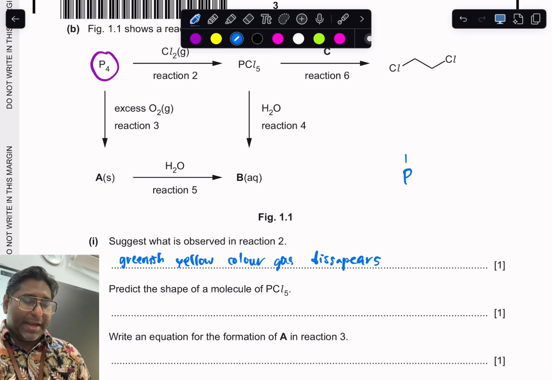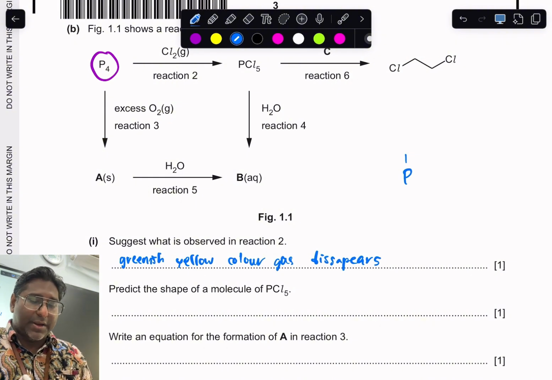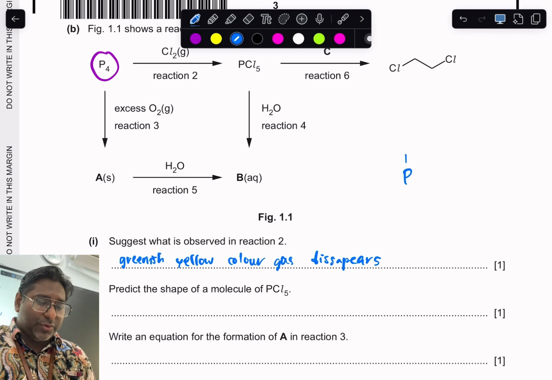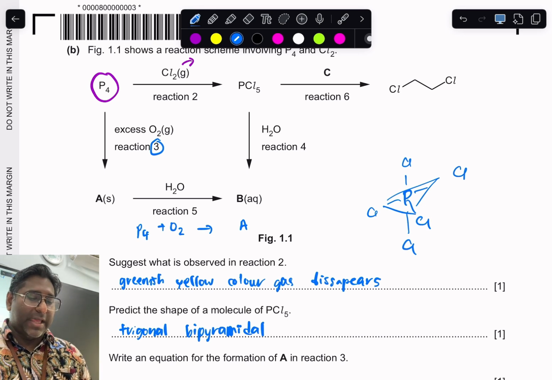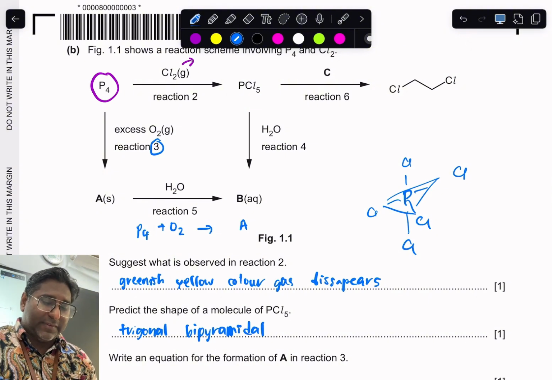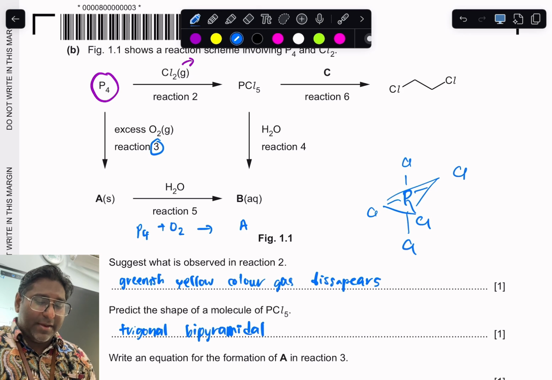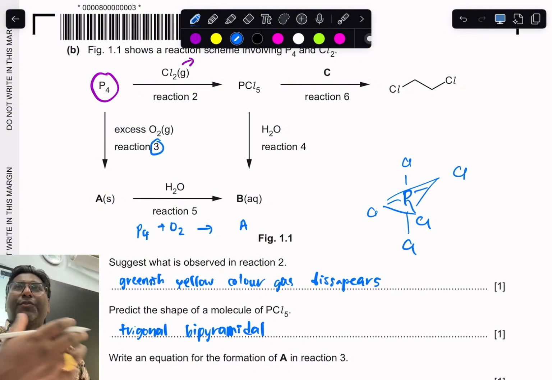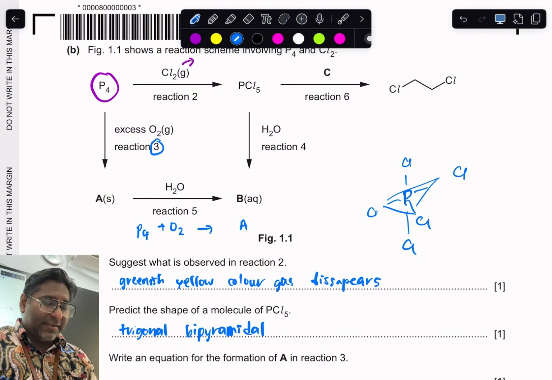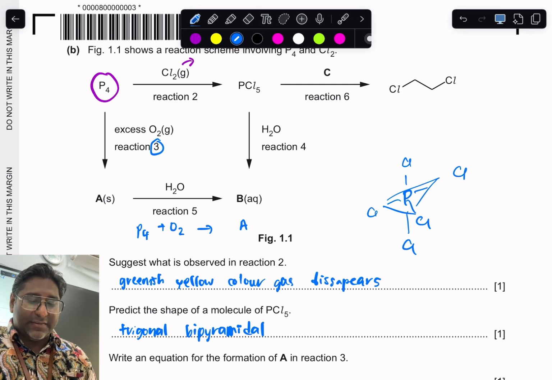Now write an equation for the formation of A in reaction number 3. So reaction number 3, P4 reacting with O2 to give you A. Generally you should know this: reacting phosphorus with oxygen will give you the oxide of phosphorus. The oxide of phosphorus you must memorize: P4O10. So P4 plus oxygen gives P4O10. You balance this, so this one should be 5. You can write the state if you know; if you don't want, you can just leave it. Since I know, I put solid, gas, and this is going to be solid.